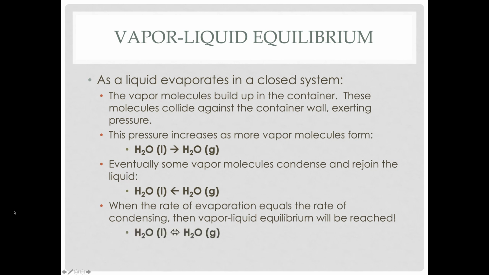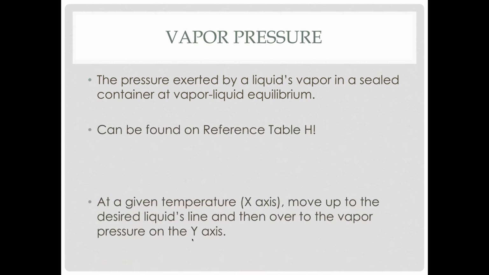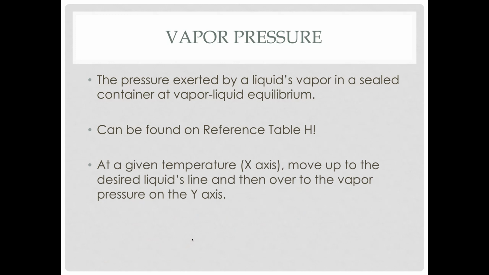And notice that I've got a double arrow here showing that both are happening at the same time and at the same rate. This is the point where you can measure vapor pressure. So the pressure exerted by a liquid's vapor in a sealed container at vapor-liquid equilibrium, that is the definition of vapor pressure. And you can find it on reference table H. We'll take a look at that momentarily.